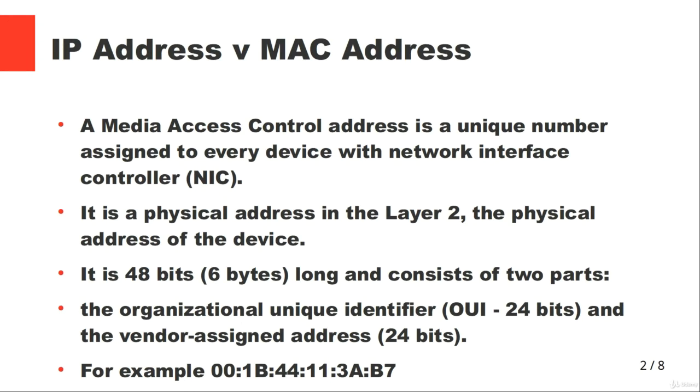Let's assume that's so. It is a physical address in layer 2, or the physical address of the device. It consists of 48 bits, 6 bytes, and consists of 2 parts, each 24 bits. The first is the organizationally unique identifier, 24 bits, and the vendor assigned address, 24 bits. An example you have below: this part is some vendor, and that's the device itself.